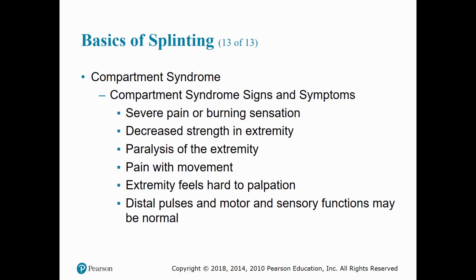The patients will complain of severe pain or a burning sensation, particularly with movement. When you go to palpate the extremity, it feels very hard because of that swelling. You may even have tearing of the skin as well because of it. You may have paralysis of the extremity, decreased strength within the extremity. However, distal pulse and PMS may be normal. So if you have compartment syndrome in the upper arm, down in your hand it may be fine. So that's why you want to make sure that you do a full assessment.